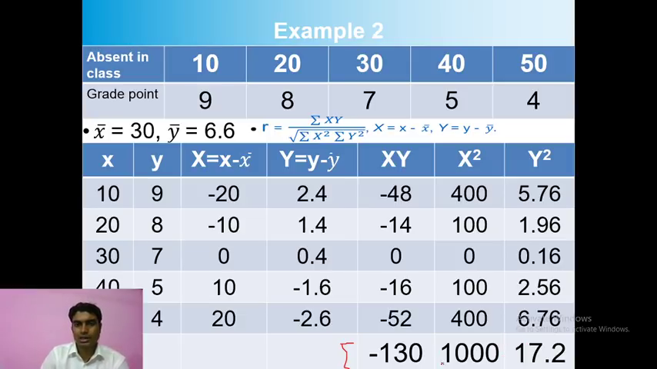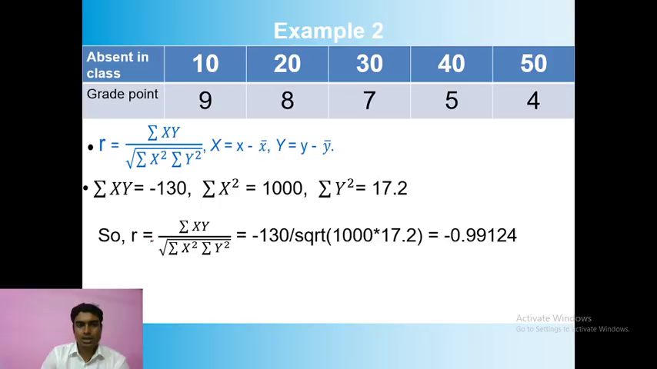I just put all this data here. So I'll see that r in this case is negative 0.99. So I can see that x and y are highly negatively correlated. So negative correlation is present, and the value of the correlation is minus 0.99124.